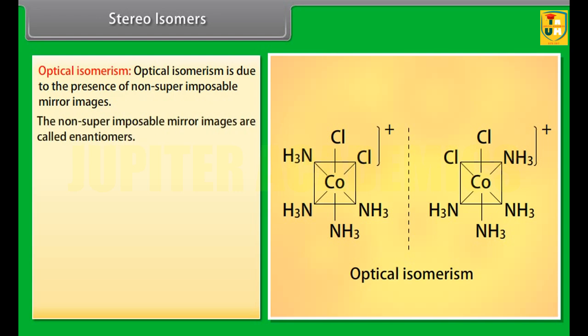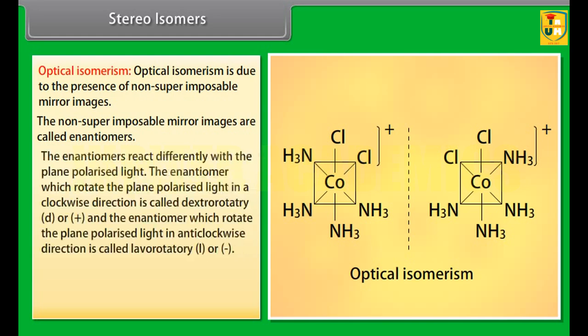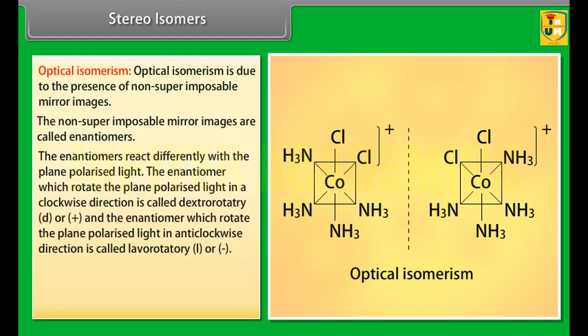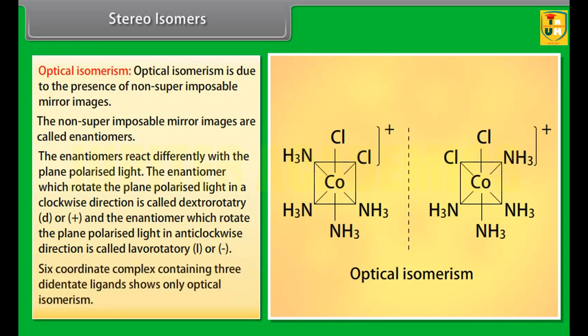The non-superimposable mirror images are called enantiomers. The enantiomers react differently with the plane polarized light. The enantiomer which rotates the plane polarized light in a clockwise direction is called dextrorotatory, and the enantiomer which rotates the plane polarized light in anti-clockwise direction is called levorotatory. Six coordinate complex containing three didentate ligands shows only optical isomerism.